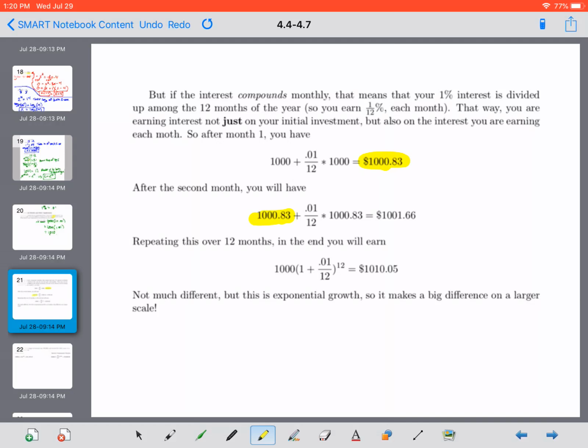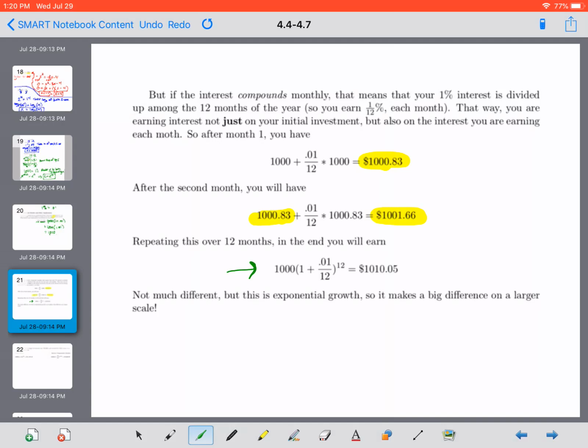And again, it's not going to be a lot of a difference, but it is going to make some difference, right? So after the end of the second month, they're going to do this again. They're going to take what you have now, which is $1,000.83, and they're going to give you 1/12% interest of that. And now, at the end of the second month, you have $1,001.66. All right, we keep repeating this process, and what you're earning is going to grow sort of exponentially here. So repeating this process means that you can figure out how much you're going to get in the end by starting with your initial investment of 1,000 and multiplying that by 1 plus your 0.01 interest rate divided by 12 raised to the 12th power.